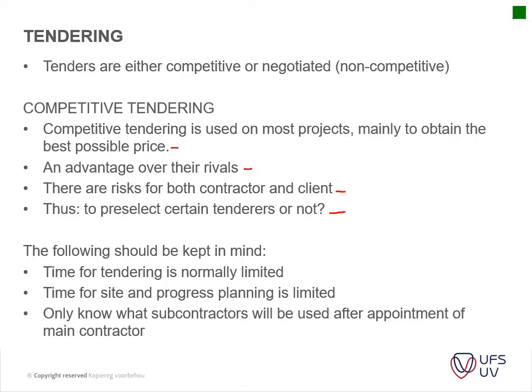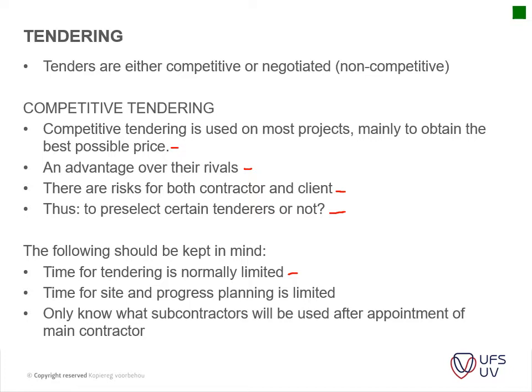Whenever doing these considerations to go competitive or negotiated tendering methods, you should keep in mind the time of tendering is normally limited, so you can't go out on an elaborate tender process, because usually developers want to either occupy the house because they don't have another place to stay, or they need to get occupants in a commercial building because they want to start generating income through that, etc.